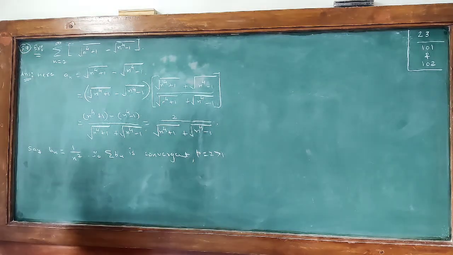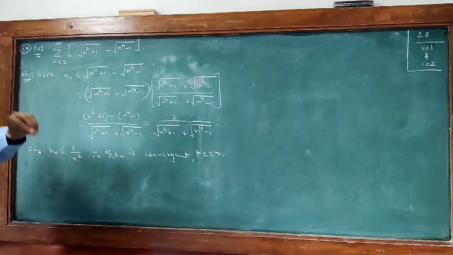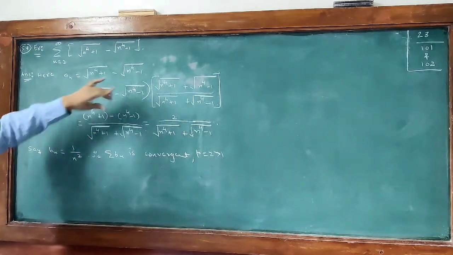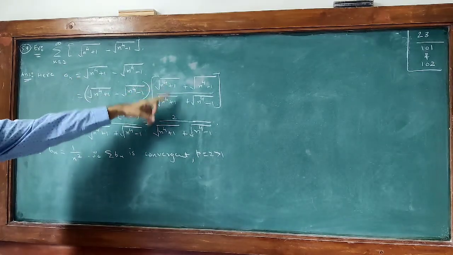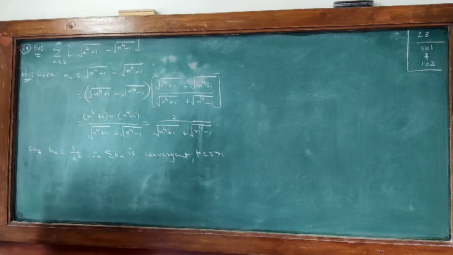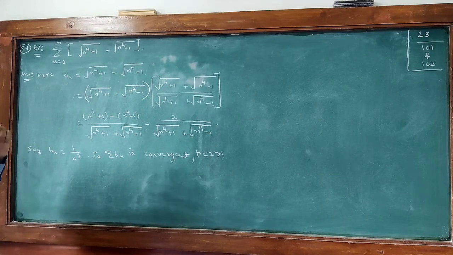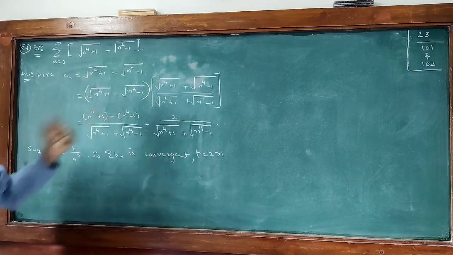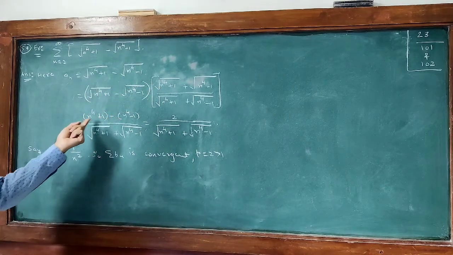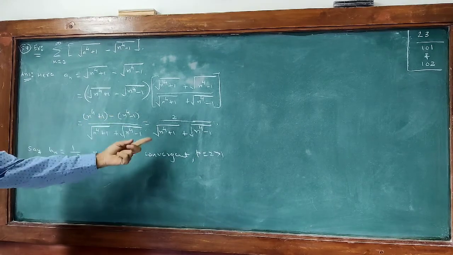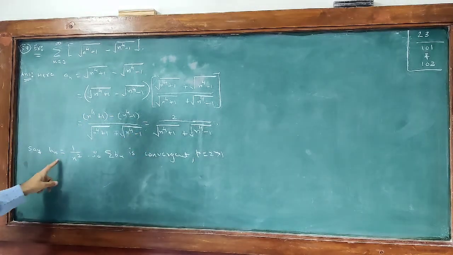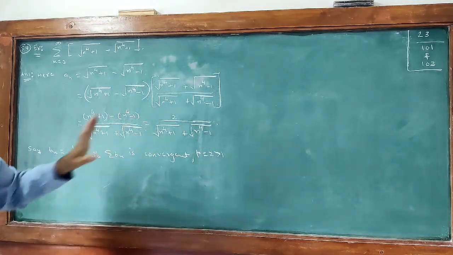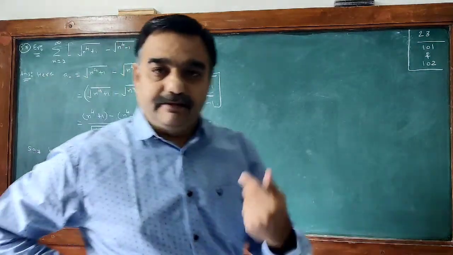Sigma n is running from 2 to infinity, square root of n raised to 4 plus 1 minus n raised to 4 minus 1. So an will be this. Then we multiply and divide by its conjugate. a minus b times a plus b means a square minus b square. So this will be n raised to 4 cancelled, so 2 upon n square. Say bn equal to 1 upon n square. Therefore sigma bn is convergent as the value of p is equal to 2.